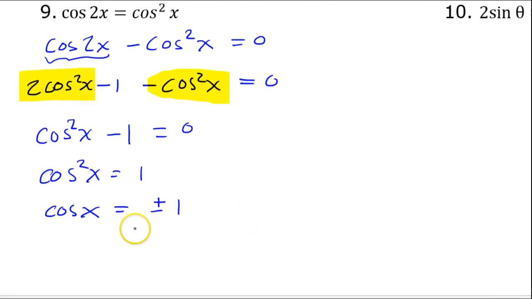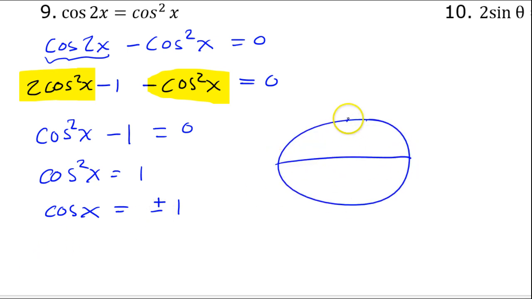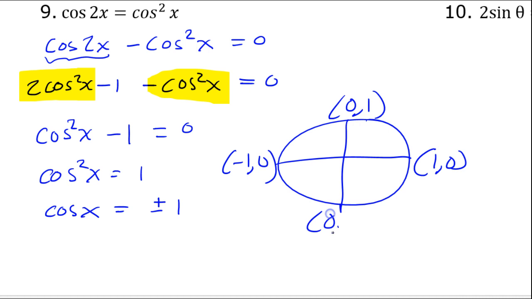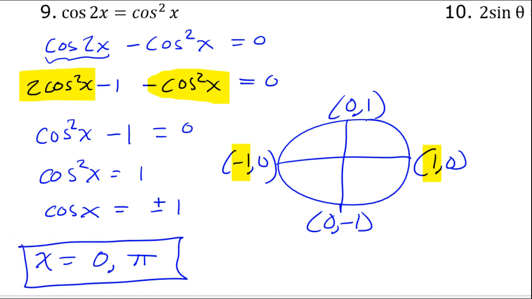And then I just ask myself, where is cosine equal to positive or negative 1? Picture the quadrantal angles that go like this: 1, 0, 0, 1, negative 1, 0, and 0, negative 1. Cosine is an x value, so the x values are positive 1 and negative 1 at these 2 angles. So x is equal to angle 0 or pi. So those are the solutions to problem number 9.